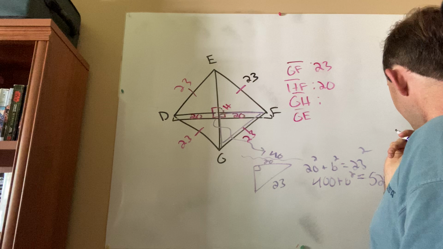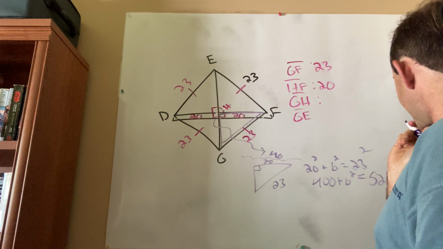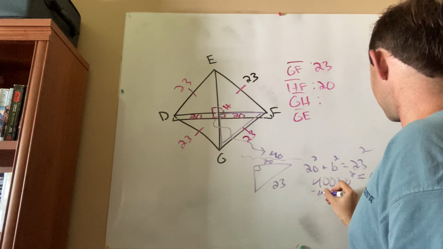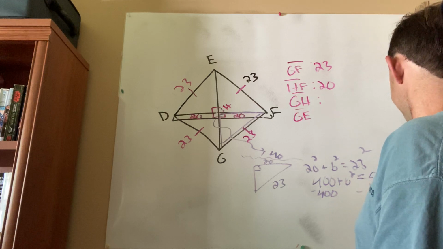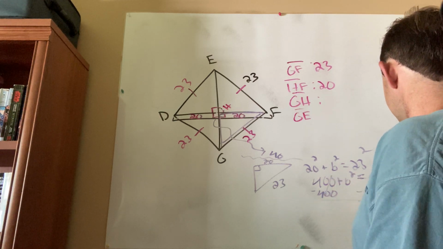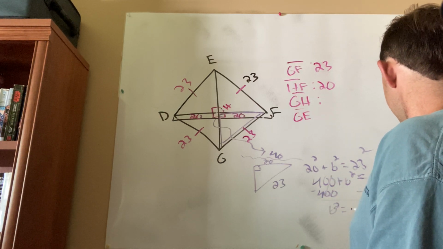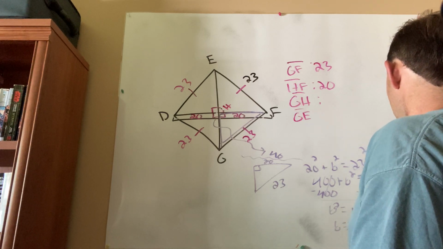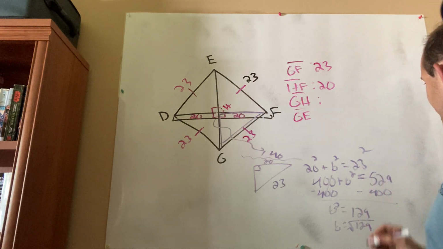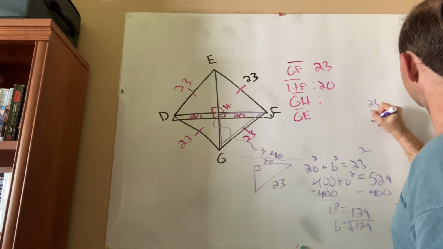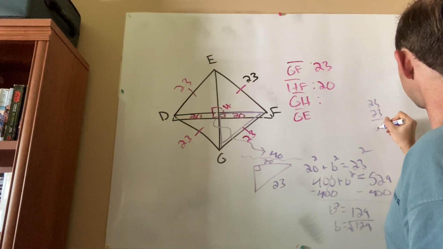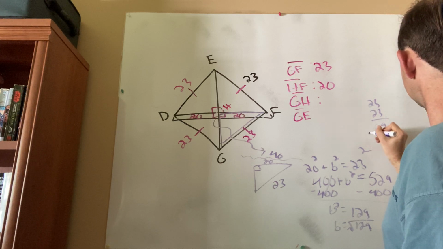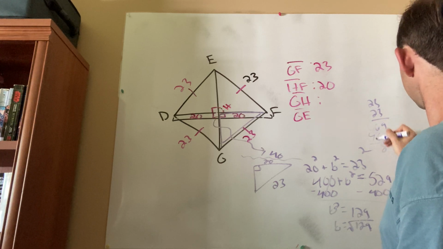Don't quote me on that. Is it? Yeah, I'm going to go with that. I'm going to subtract 400 from both sides, and I get b squared equals 129, and b equals rad 129. All right, let me actually just make sure 23 times 23 is, I'm not losing my mind, 529. Yes, I'm right.